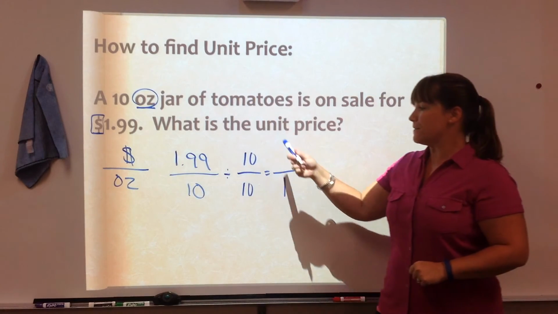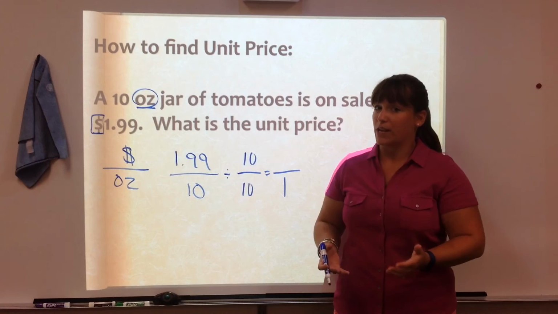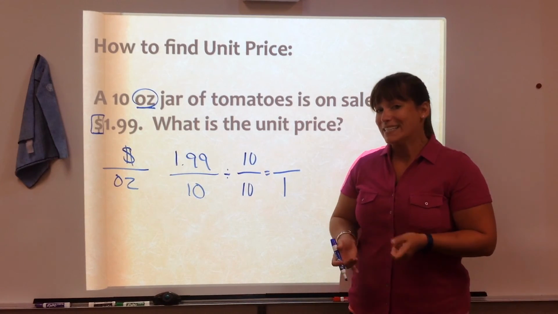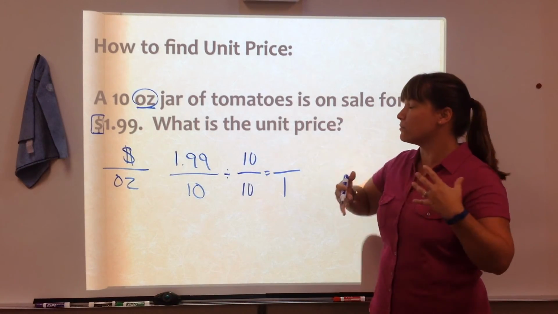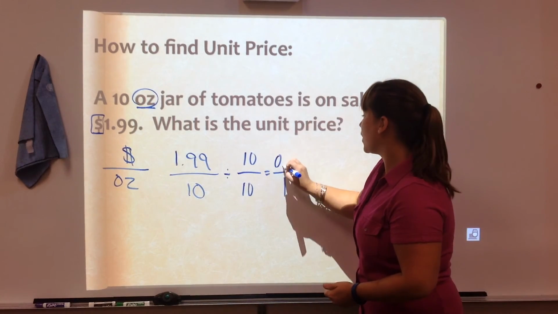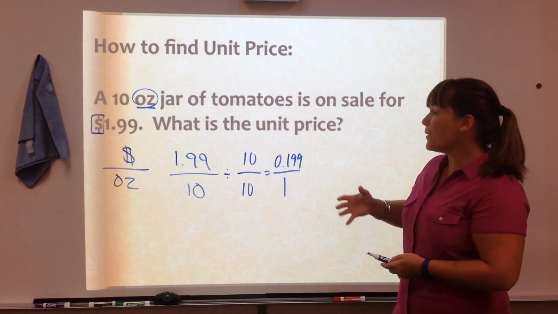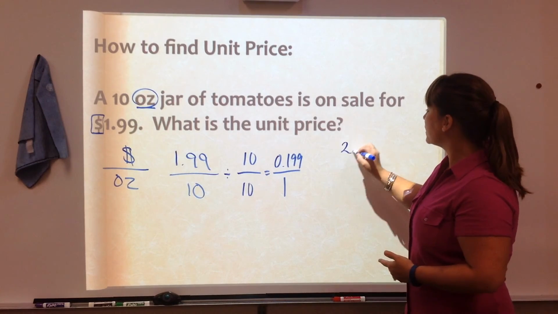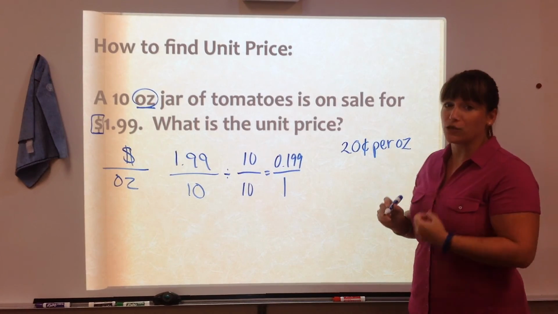Now 199 divided by 10 is that decimal trick, powers of 10. When we're dividing by 10, the decimal point's just going to move one place to the left. If you really want to scratch it out on paper, you can, but use your shortcuts. This is just 199 thousandths. Now we're dealing with money. So I'm going to say that this is 20 cents per ounce as my unit price.